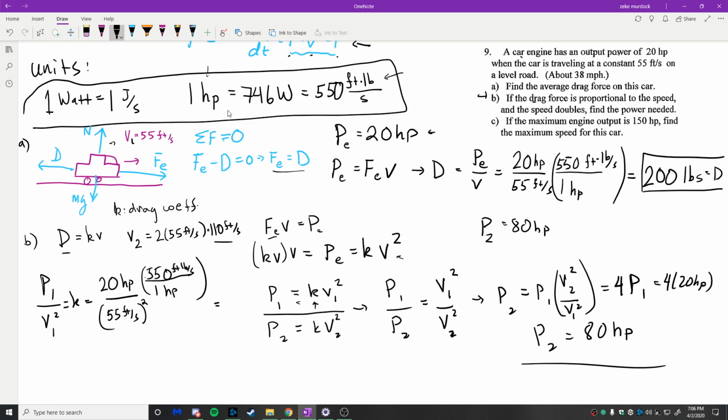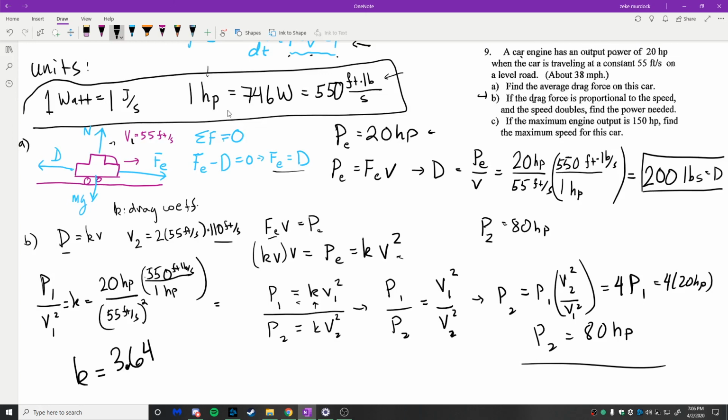I think we might need this for the last part. We don't need this for the last part, but you could. This is another way you could do it. So we would find that if we take 20 times 550 and we divide by 55 twice, we get 3.63. So this would mean that our constant, our drag coefficient, would actually be 3.64.